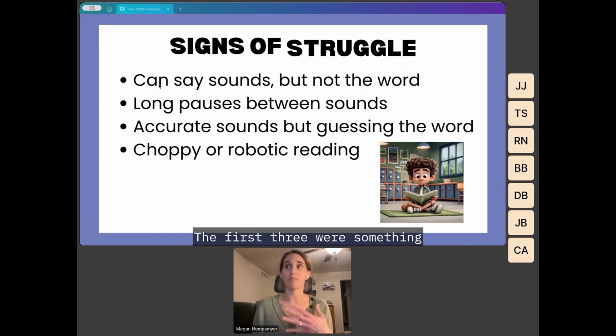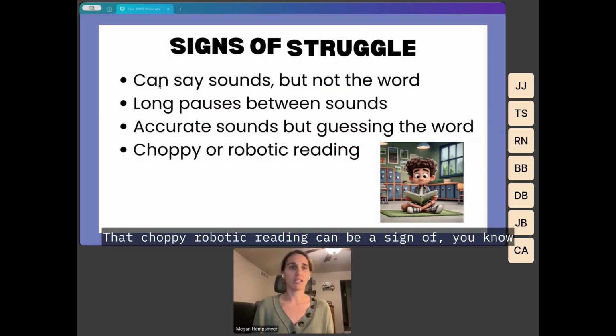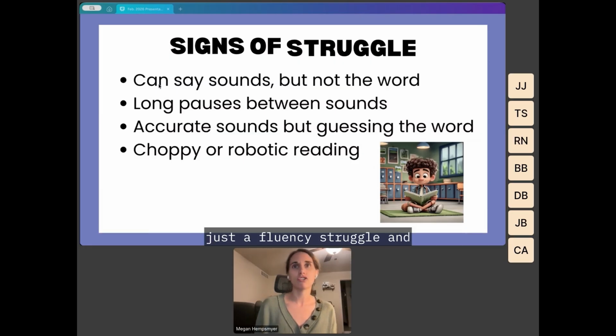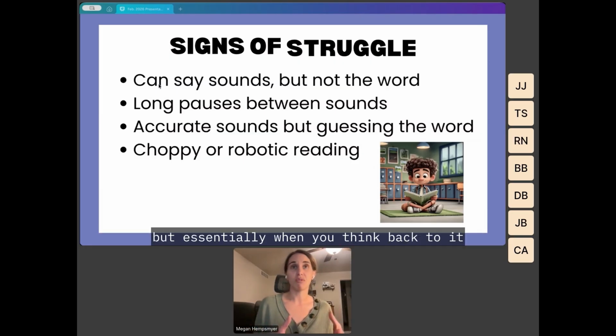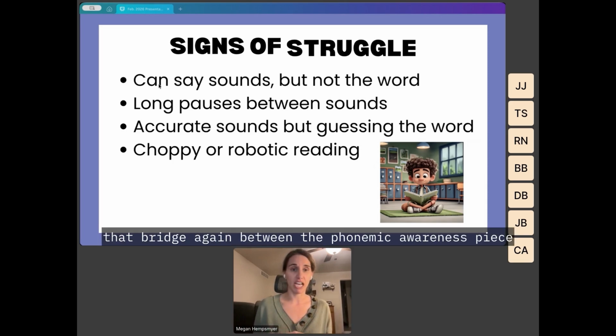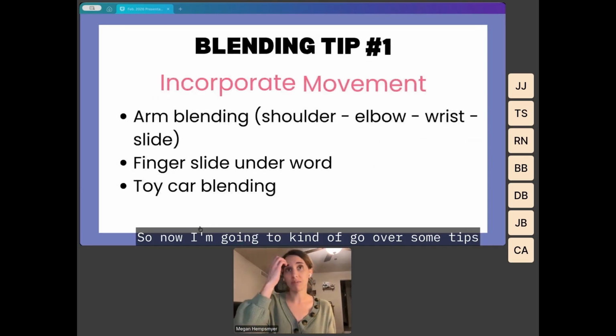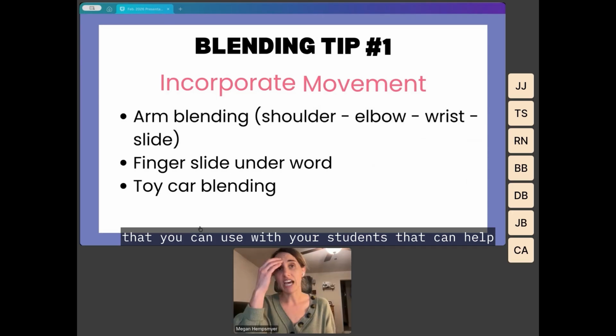The first three were something that I really did experience a lot more. That choppy robotic reading can be a sign of just a fluency struggle. But essentially, when you think back to it, this blending is that bridge again between the phonemic awareness piece and fluency. So now I'm going to go over some tips that you can use with your students that can help.